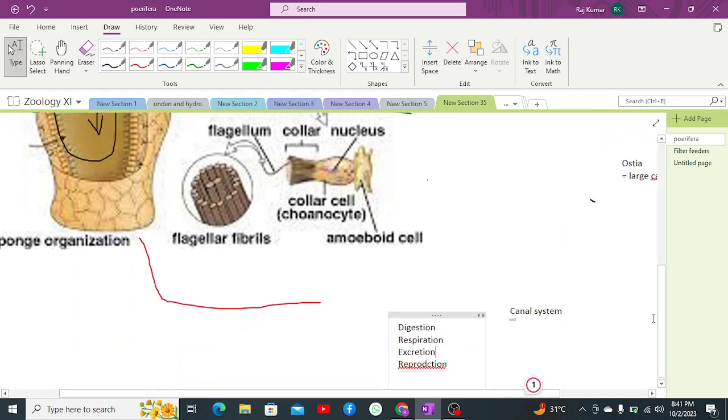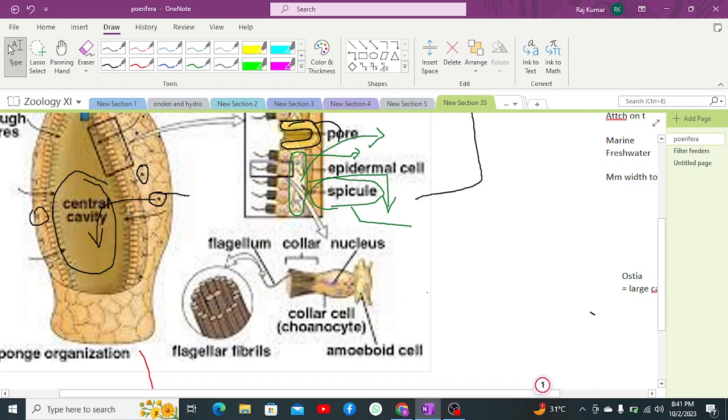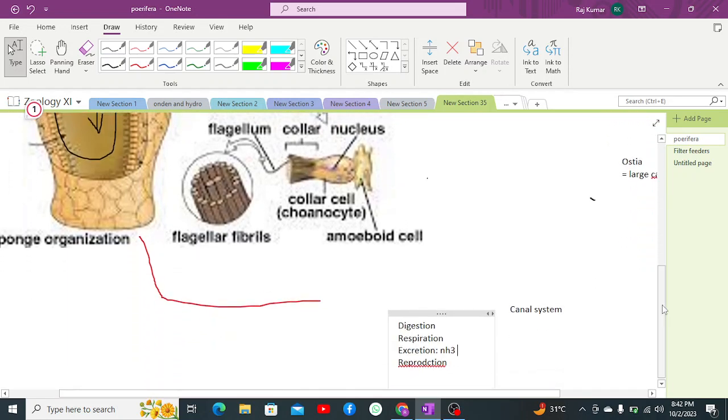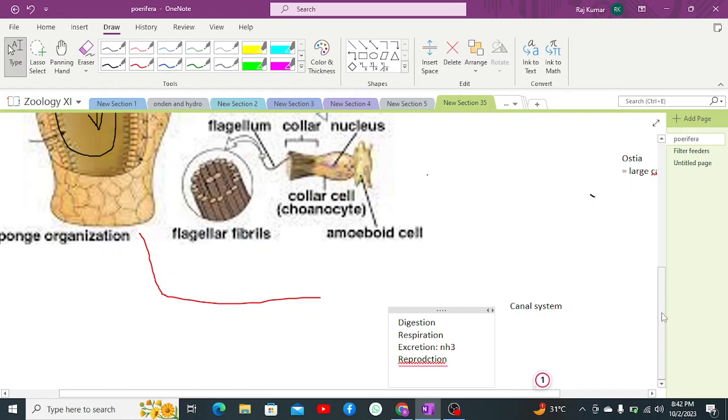Apart from which, excretion also occurs in such a manner that as they produce ammonia, that ammonia is also released during the transfer of water into the spongocoel. When the water is brought inside the spongocoel, the ammonia is transferred from the choanocytes and other neighboring cells into the water current. As the water current moves outside the osculum into the external environment, that causes the nitrogenous waste to be transferred out as well.